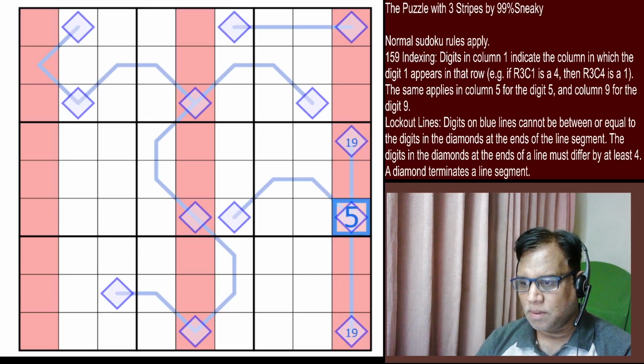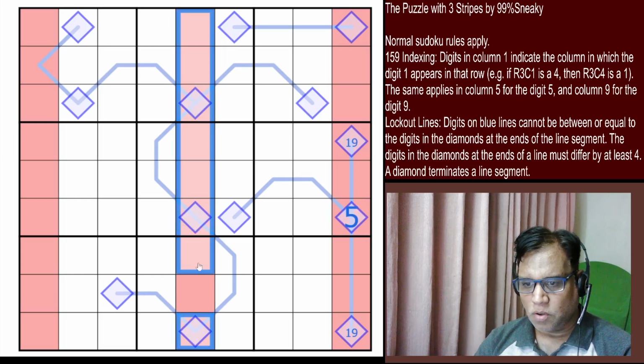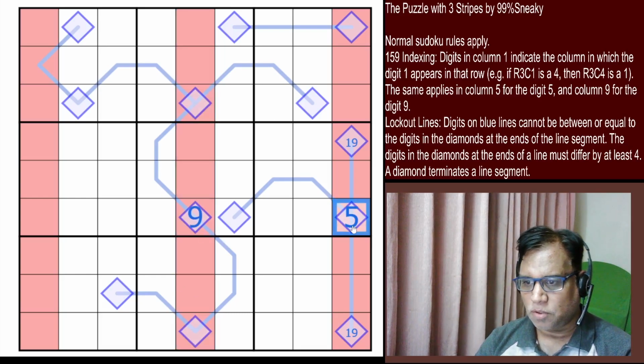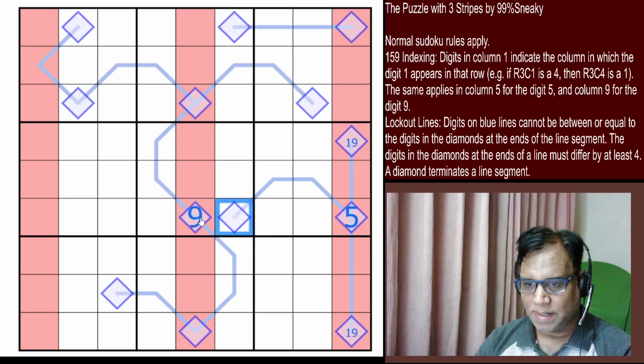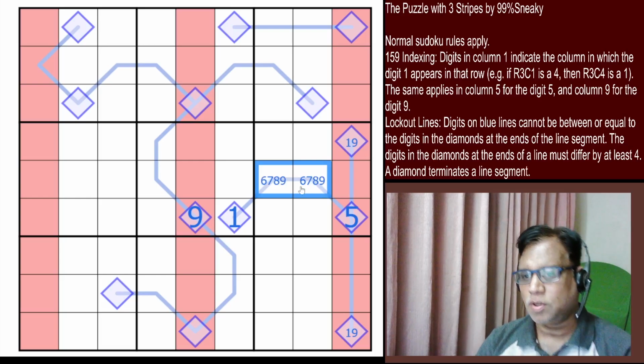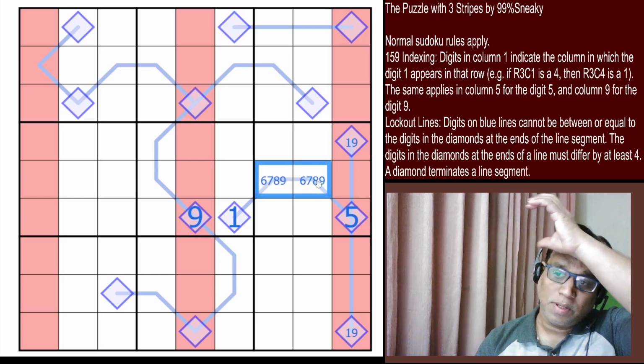That's 5. Now this is indexing 5, right? So now that means this digit which is in the 5th column must be 9, because 5 is in the 9th row. And now this must be 1, right? Because only 2 digits are possible in the diamond, 1 and 9, out of which 9 is taken. So this has to be 1. That must be now between 6, 7, 8, 9, right? Because you cannot have 2, 3, 4 here. And that means something beyond 5 is only possible here, which is 6, 7, 8, 9.